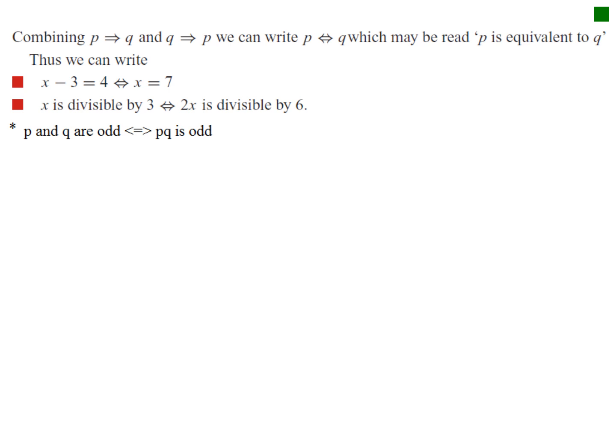So from the previous slide, we can draw the following statements. X minus 3 equals 4 is equivalent to x equals 7. X is divisible by 3 is equivalent to 2x is divisible by 6. And two integers are odd is equivalent to the product of two integers is odd. Now that's not so obvious, and we will look at the formal proof in a minute, as I said.